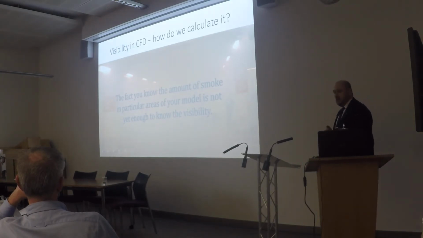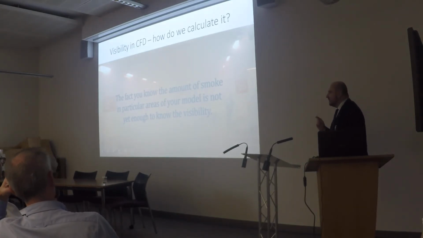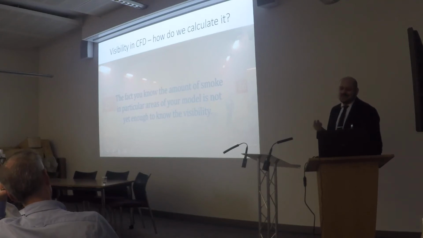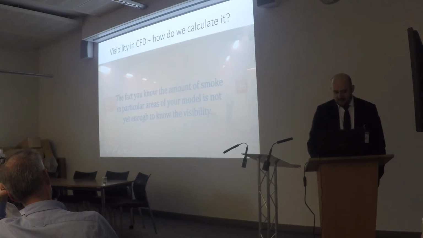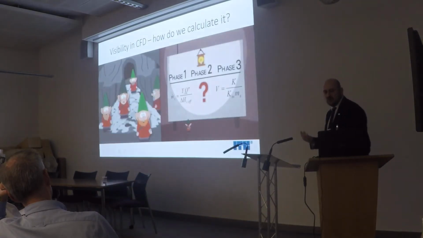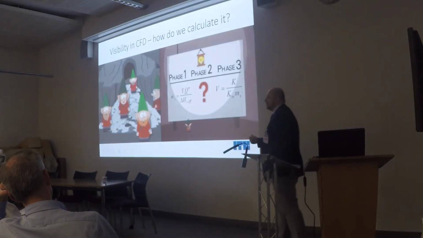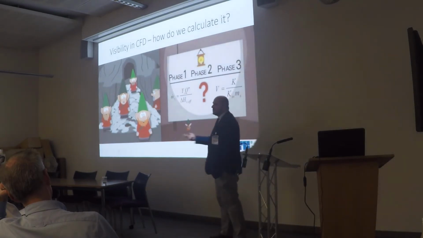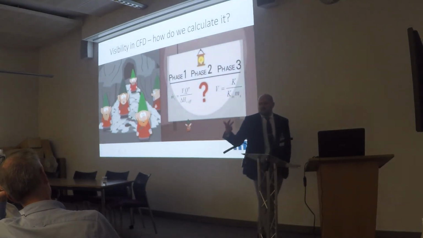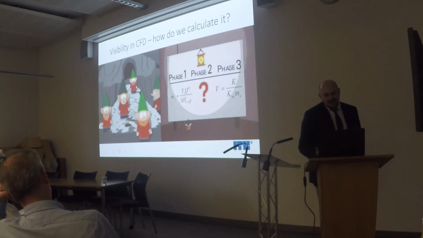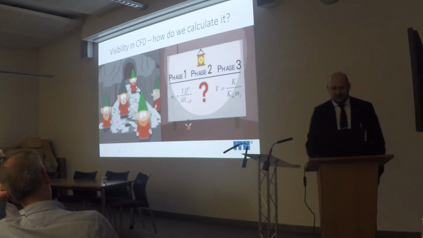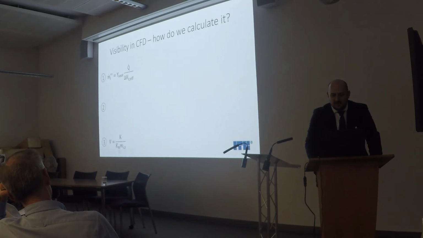That's a good question. When you try to figure it out, the easiest way to explain it to anyone is by Underpants Gnomes logic. Phase 1, you release mass into your domain. Phase 2, phase 3, you get visibility. That's what we do every day. The deeper you go into phase 2, the more difficult it becomes. So let me take you to the beginning of it.